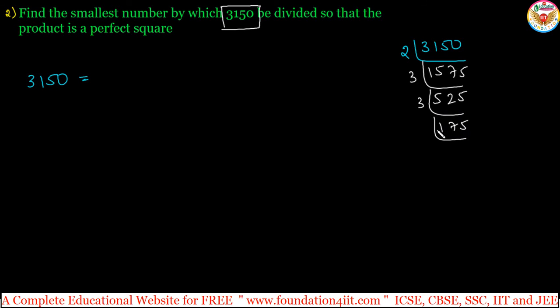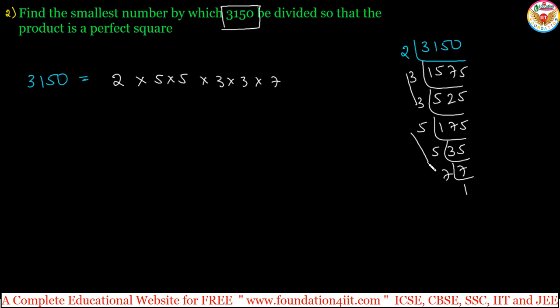So next we will take 5. No, 5 can be taken. 5 3s are 15, 25, 5 5s are 25. This again, 5 into 7 is 35, 7 on the 7. So finally 3150 is 2 into 5 into 5 into 3 into 3 into 7. Here 3 appears 2 times, 5 appears 2 times, and 7 and 2 appear 1 time each.